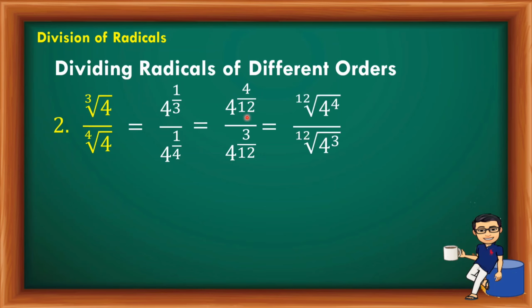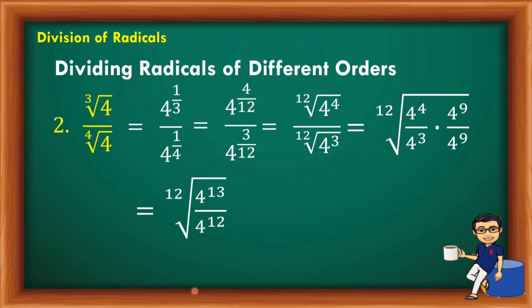So, syempre, magiging ito ay 12 root of 4 to the 4th. So, ayan yan. 12 root of 4 to the 4th. Ito naman, 12 root of 4 to the 3rd. So, we have 12 root of 4 to the 3rd power. At i-rationalize na natin by multiplying the denominator and numerator to make the denominator as perfect 12 root. 4 to the 3rd ito para maging perfect siya sa 12, plus 9. Para 3 plus 9, that will be 12. So, we have this. So, kung ano sa taas, yun din sa denominator.